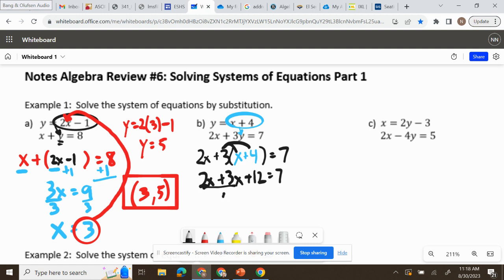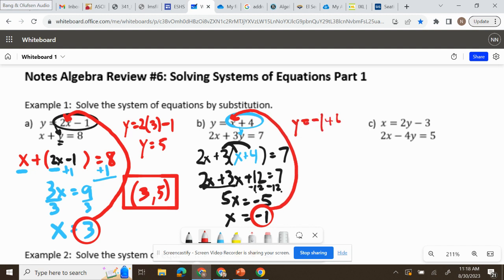And we add the like terms, and then we subtract the 12. And then when we divide it by 5, what we get is negative 1. So we're going to take that negative 1 right there, and we're going to plug it into one of the equations. I like the top one. So that gives me y equals negative 1 plus 4. Negative 1 plus 4 is 3. So that means that my answer is negative 1 and 3.